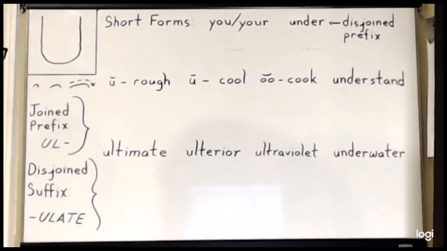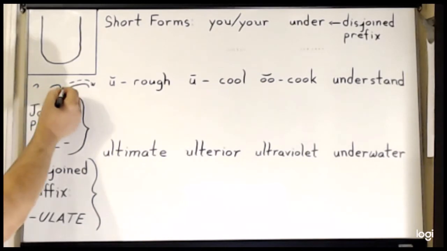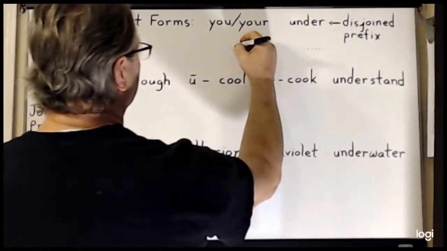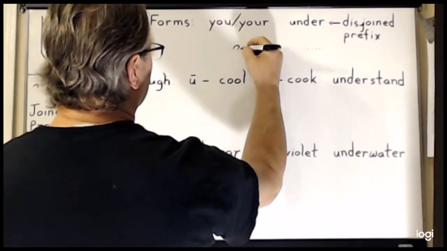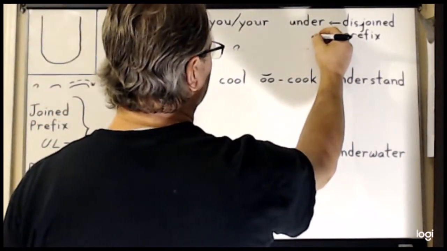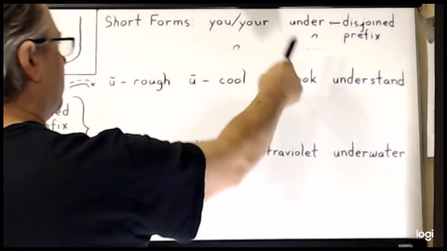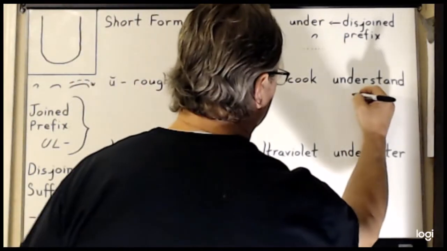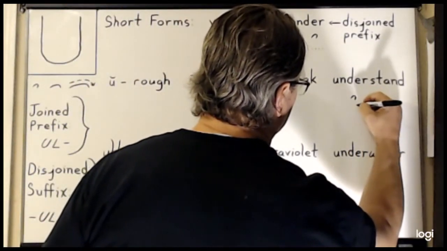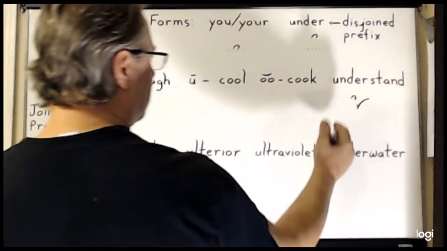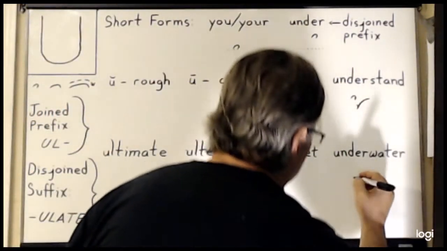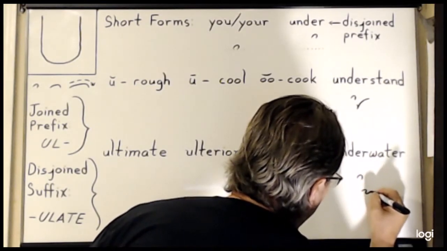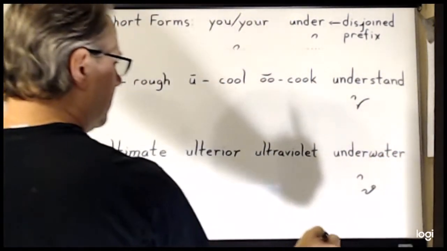Next is the letter U, which is the smallest in this three-stroke series. It stands for the short forms you and your when it is written on the line, and under when it is written above the line. When it's written above the line, it also can stand for the disjoint prefix under, in words like understand. So we'll write the U above the line, then the S and TEN stroke to stand for stand in understand. Then for underwater, the U above the line, the U for the W, O, T, and reverse E for the sound in underwater.